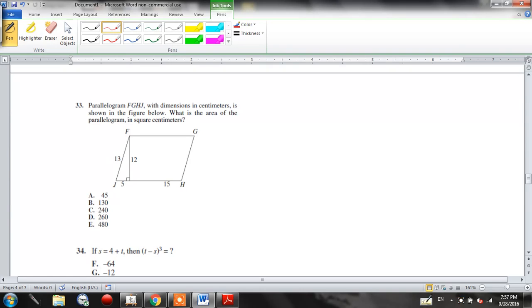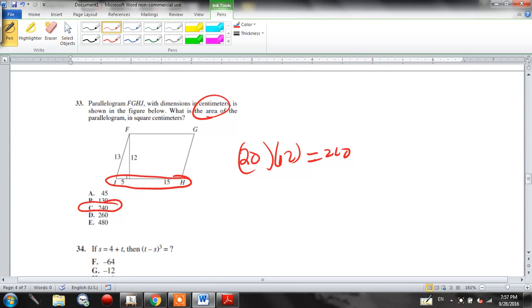33. A parallelogram with dimensions in centimeters is shown in the figure. What is the area of the parallelogram? The area of a parallelogram is base times height. In this case, this is the base, that's 20. Height is 12. So 12 times 20 is 240. That, I believe, is the answer.